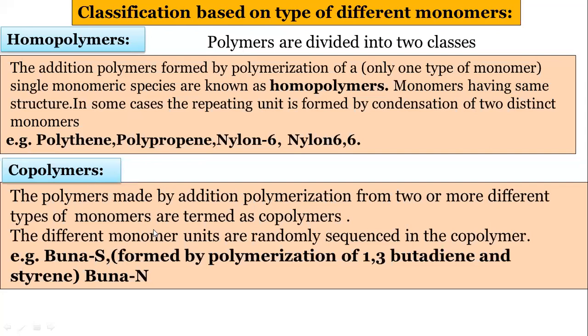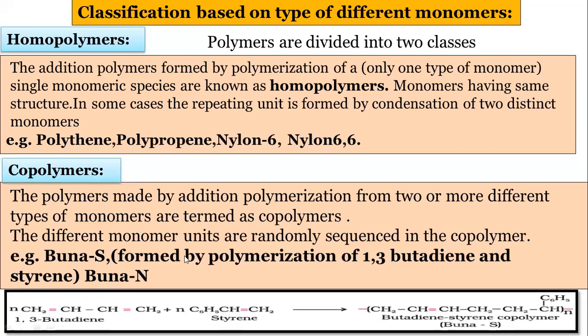And in copolymers, it is clearly seen two different monomers are there. See the example: 1,3-butadiene and styrene. These are the two different monomers, and the polymer formed is Buna-S. It is a synthetic rubber. I will explain what 1,3-butadiene is here. Butadiene means there are 4 carbons, 1, 2, 3, 4, and on the first carbon and third carbon there is a double bond. So it is 1,3-buta and a diene, because two alkene groups are there.